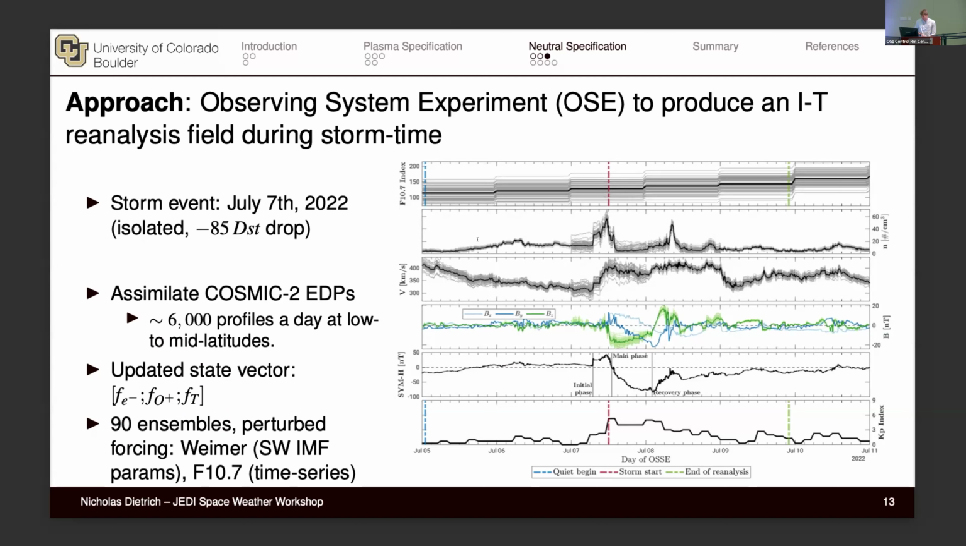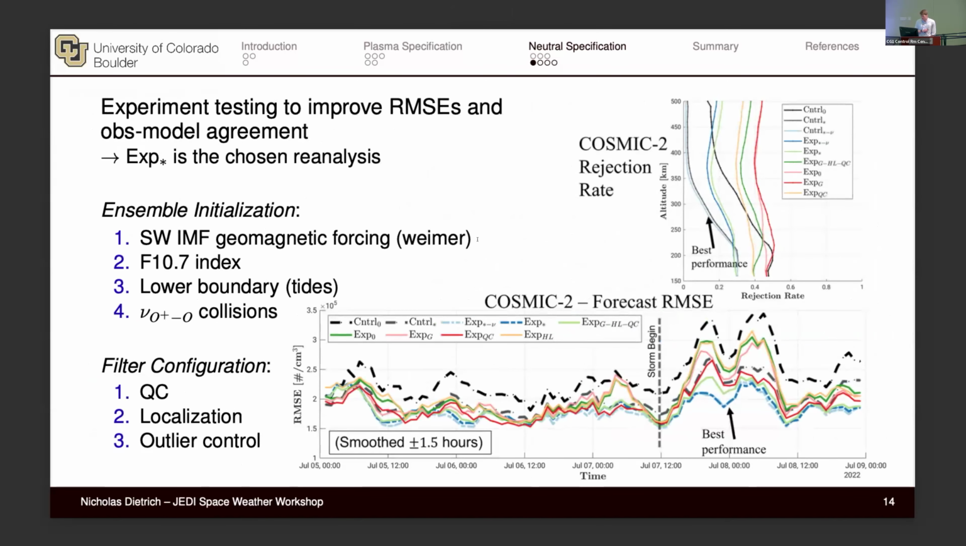And so with this effort of doing an OSSE, a lot of effort was invested into ensemble initialization and filter configuration tuning to see improved performance. When we're working with these upper atmosphere models, they can have very large biases that we have to correct and tune to really improve our model-observation biases and actually get positive impact from our observations.